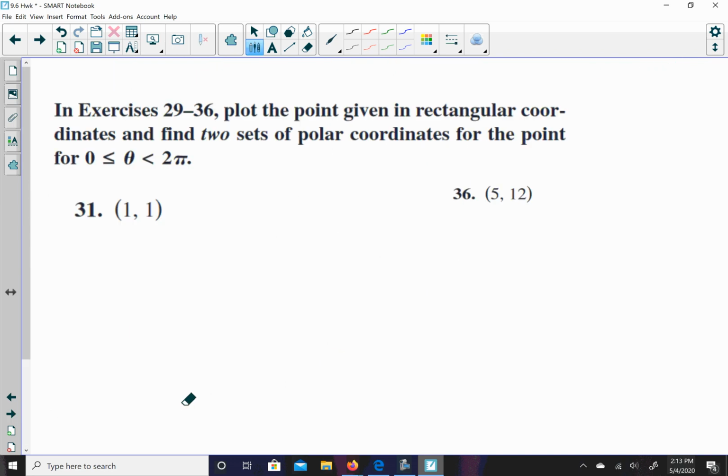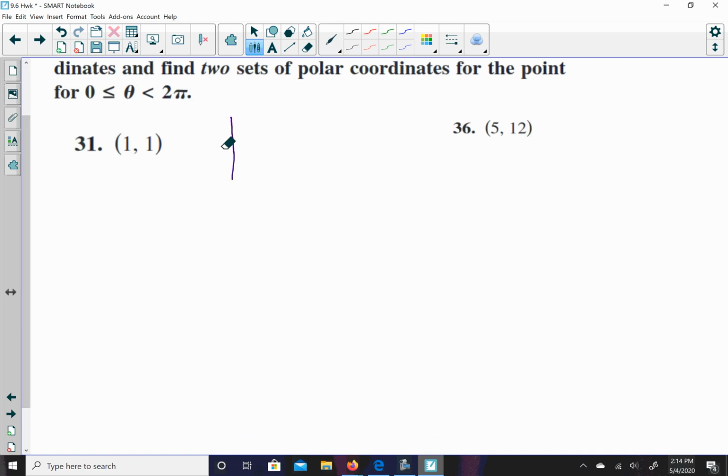It says, in the following exercise, plot the given point in a rectangular coordinate system and then find two sets of polar coordinates for the point. So if I plot 1, 1, I'm going to go over 1, up 1, and there's 1, 1. So now I want to change this to a polar coordinate. So in order to do that, I'm going to find my angle first.